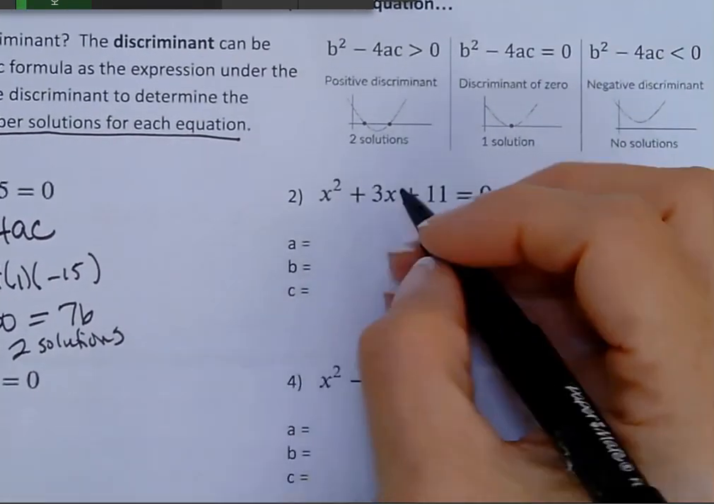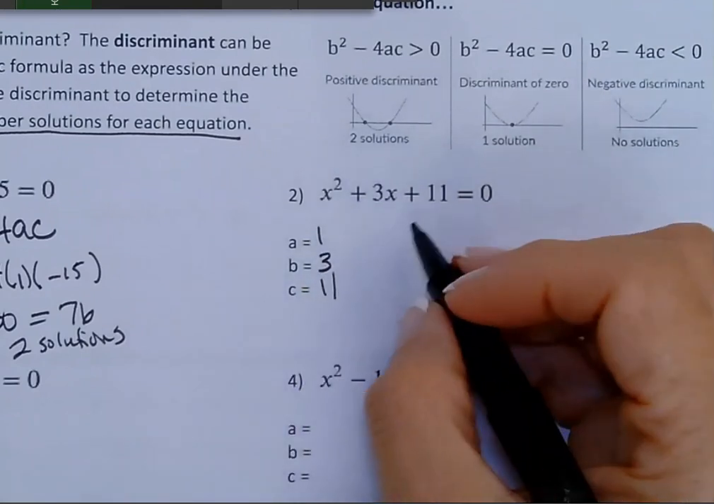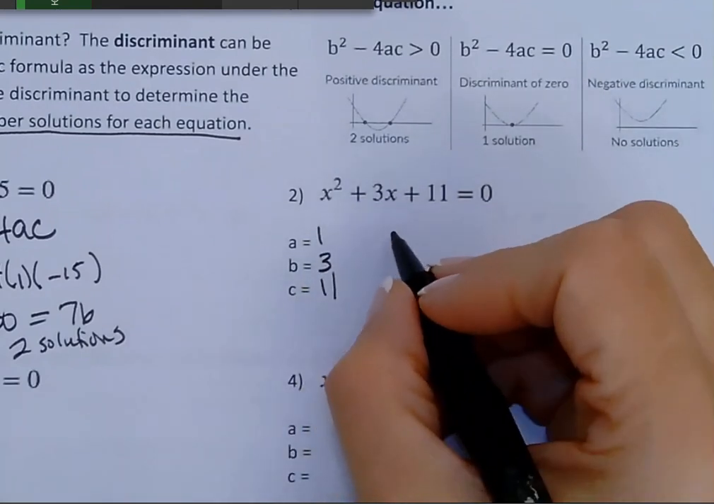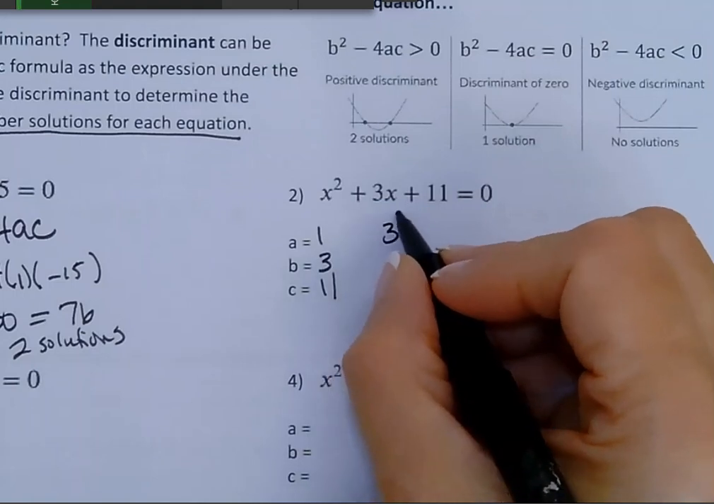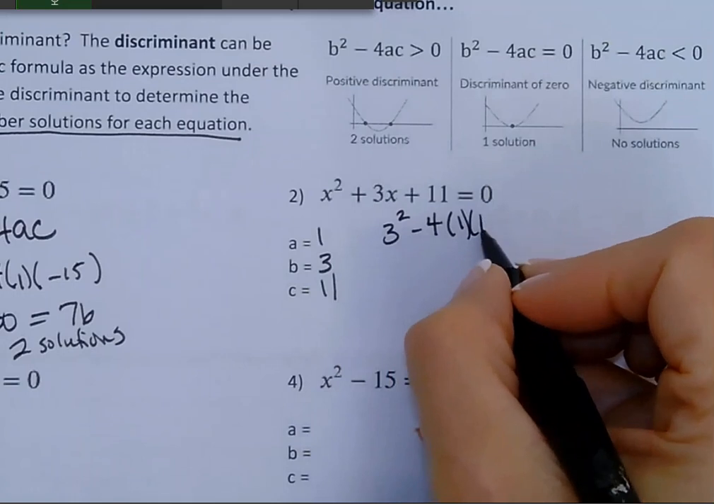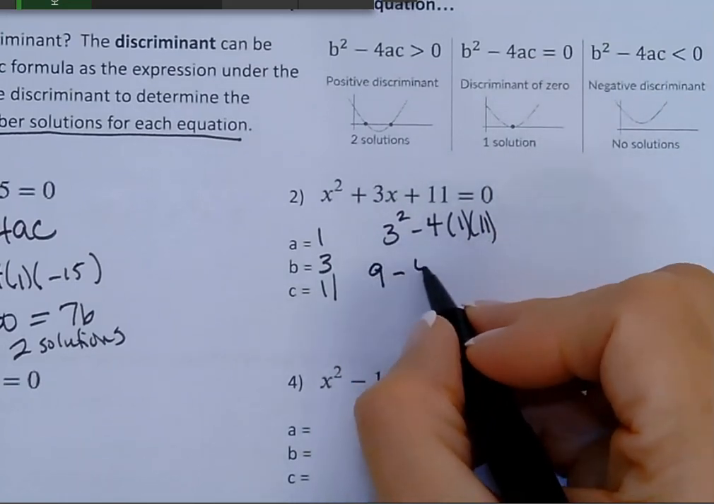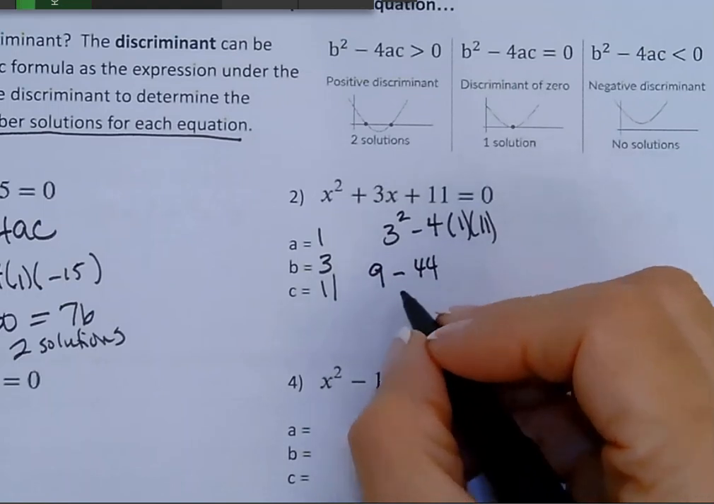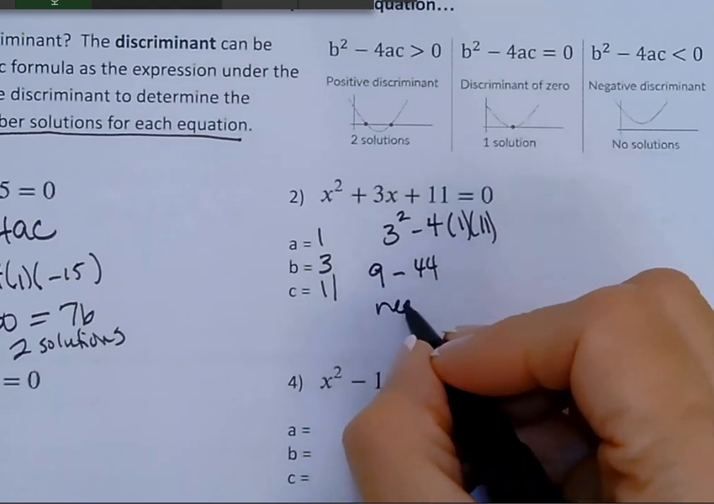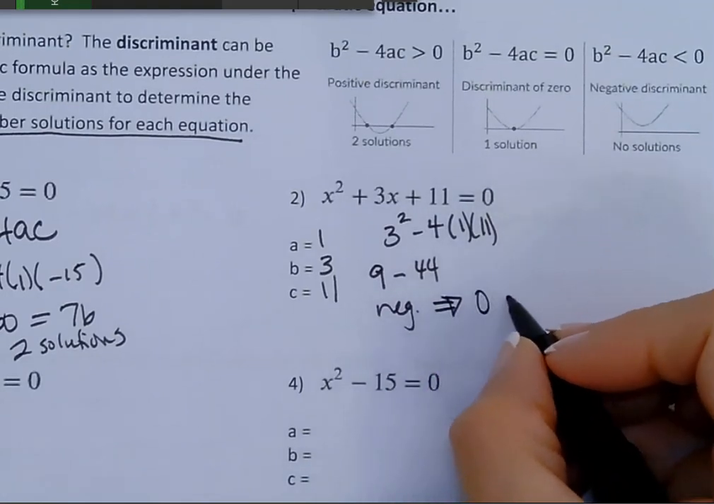Okay, so let's look at number 2. A is 1, b is 3, c is 11. So if I want b squared minus 4ac, I'm going to have 3 squared minus 4 times 1 times 11. So I have 9 minus 44. So my discriminant is negative. Since my discriminant is negative, that means I have 0 solutions.